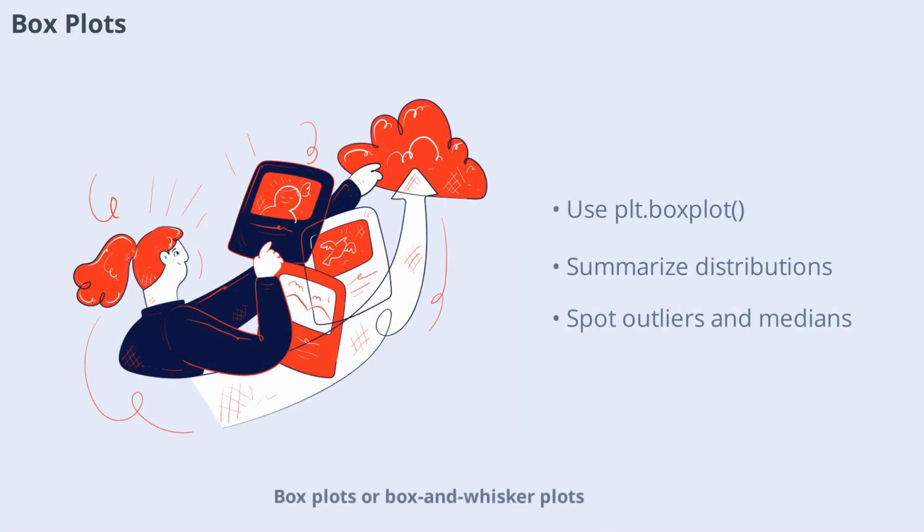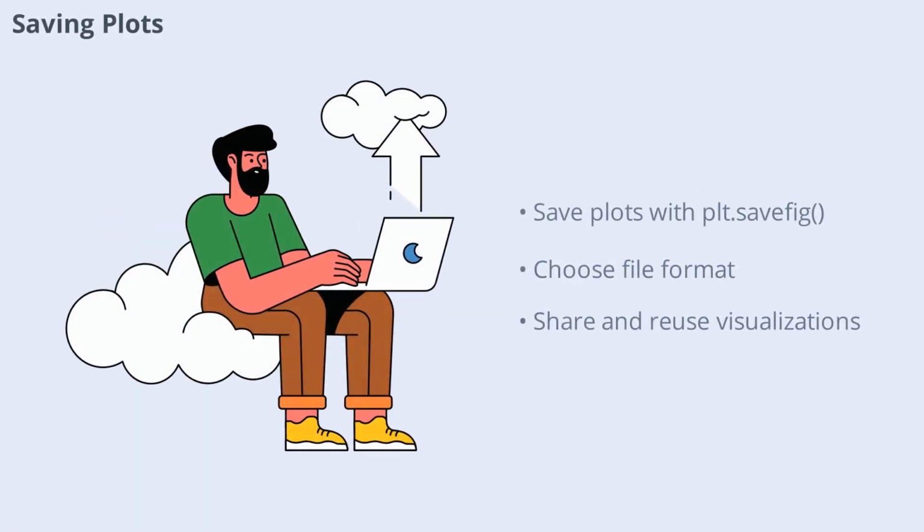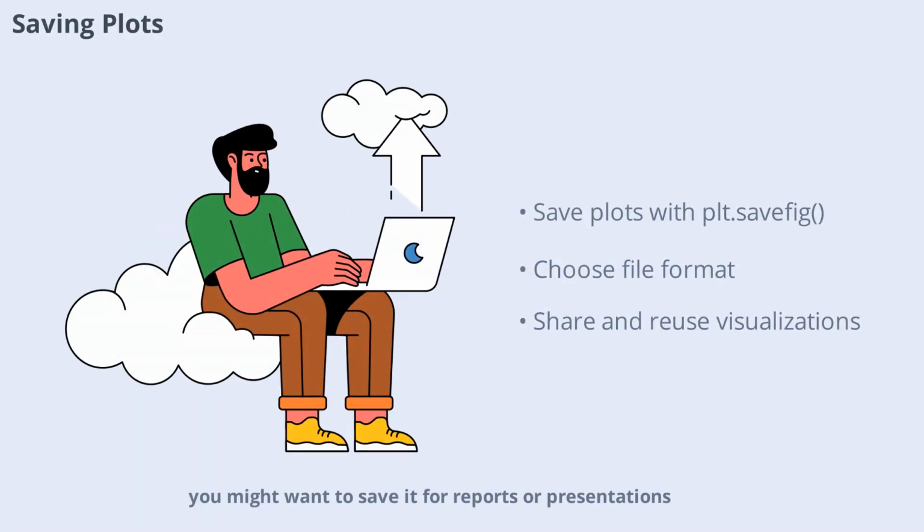Box plots, or box and whisker plots, are powerful tools for summarizing the distribution of data. With plt.boxplot, you can visualize the median, quartiles, and potential outliers in your dataset. Box plots are especially useful for comparing distributions across different groups, making them a favorite in statistical analysis and data science projects.